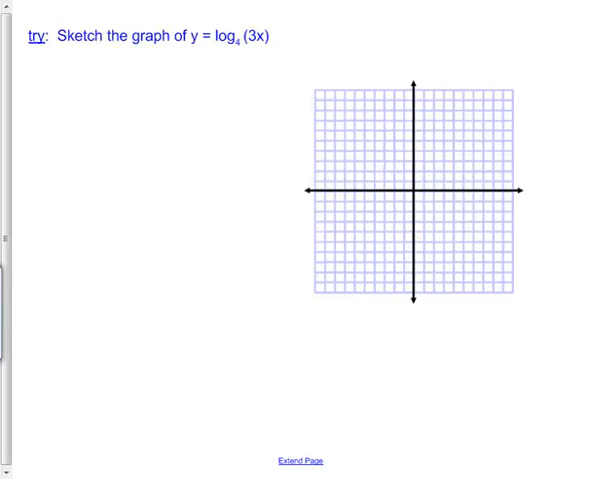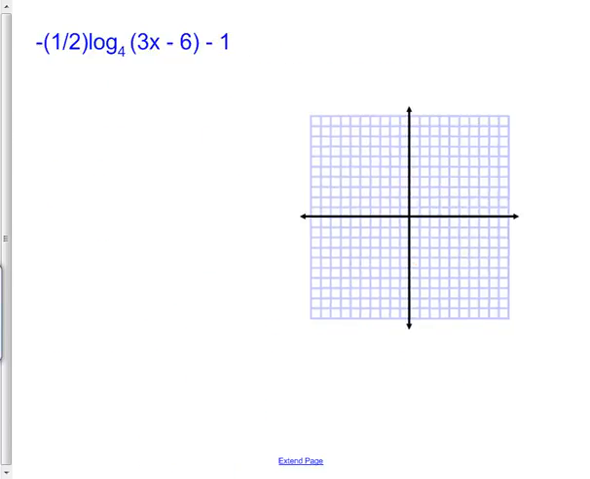Okay, and then to end, we are just going to go through this and you can yell out what transformation happens. So what happens here? What does this negative do? A reflection vertically. What about the 1/2? It shrinks vertically by 1/2.